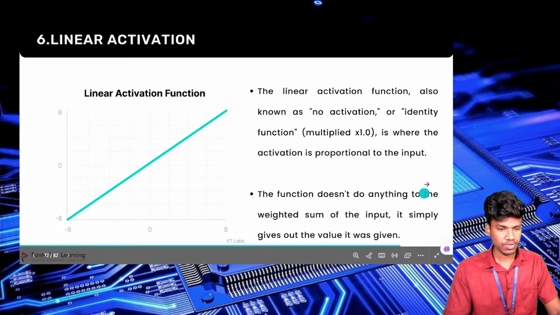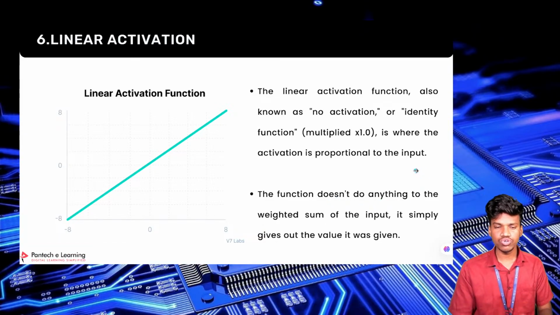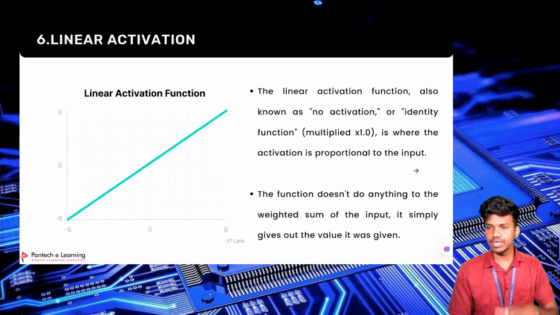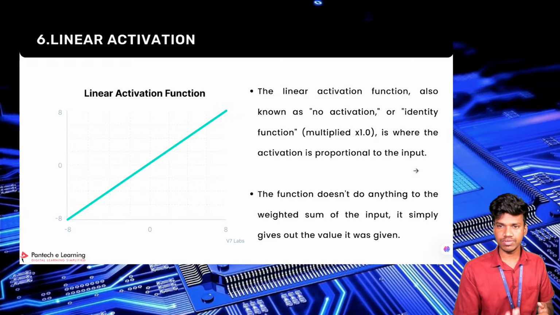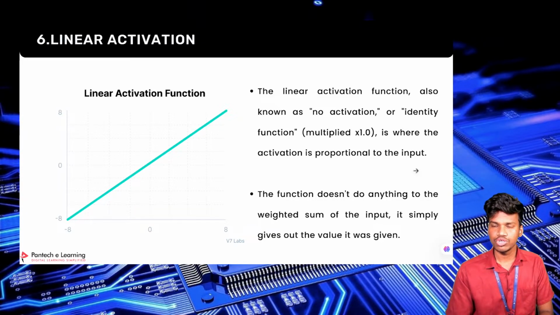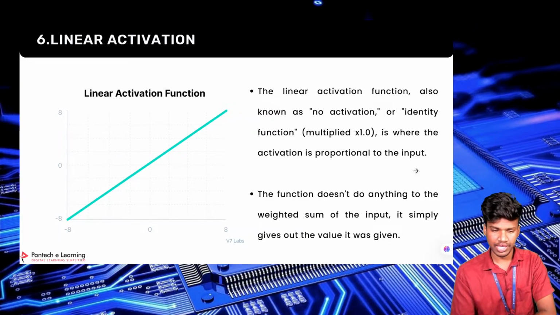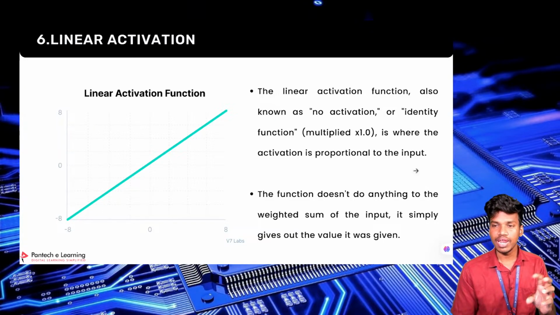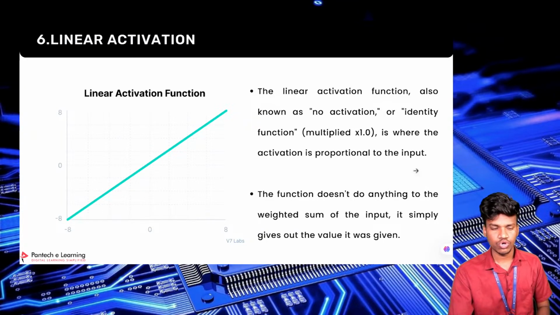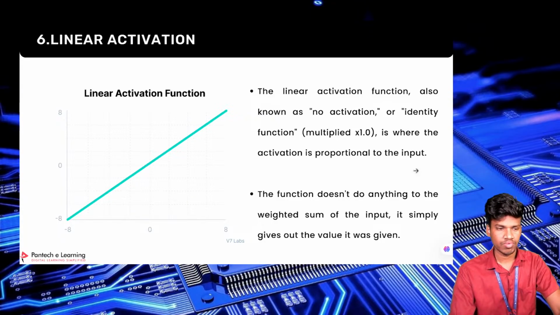Okay, sorry. So the function does not do anything to the weighted sum of the input. It simply gives the value it is given. It does not calculate the loss value and the bias value. That is how the linear activation works. So whatever value is extracted by the particular features and layers, that one value will be stored into another layer. It is not taking the weight value, like considering the weight and the loss to apply to our prediction.